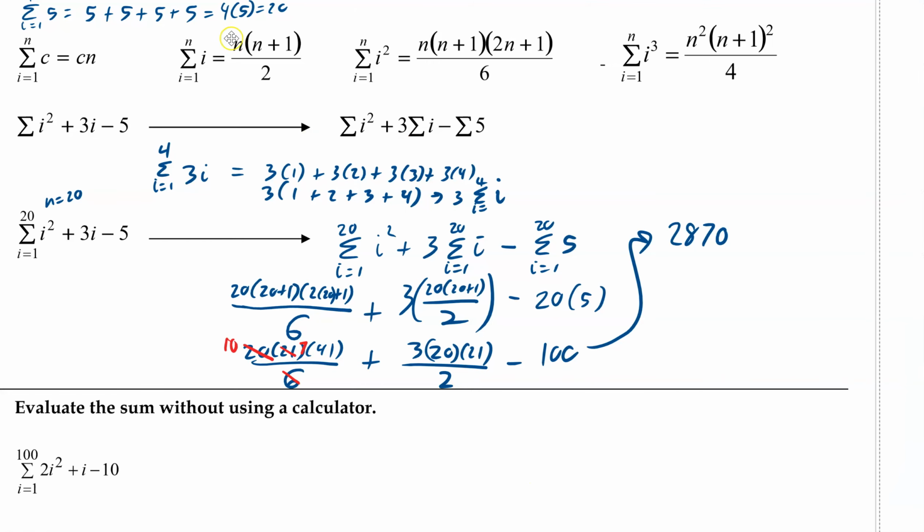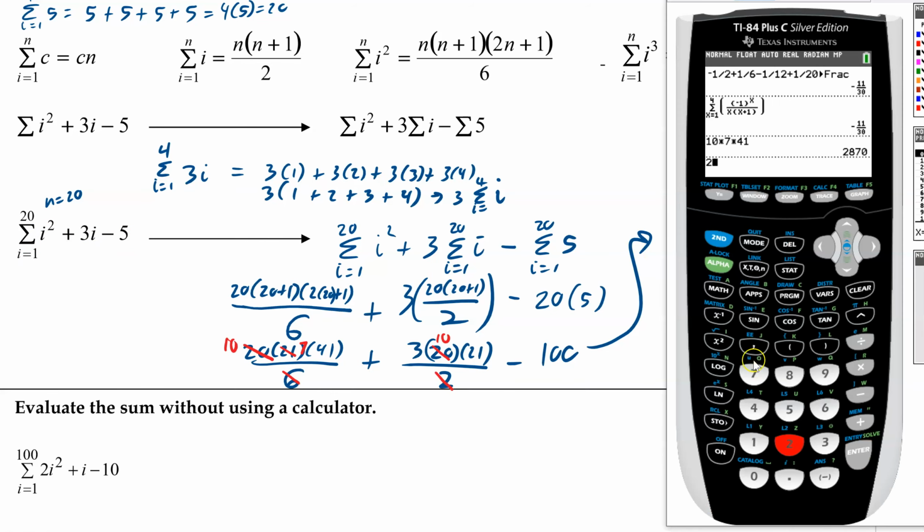2870. And then the same idea here. This 2 will cancel here, giving me 10. And so we end up with 3 times 21, which is 63, so 630, minus 1,000. And the nice thing about this is if you'd have to do this without these rules, you would be going plug in 1, plug in 2, plug in 3, plug in 4. It'd be a lot of work. But now we can just add these up.